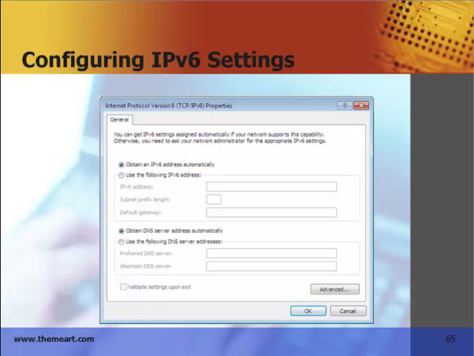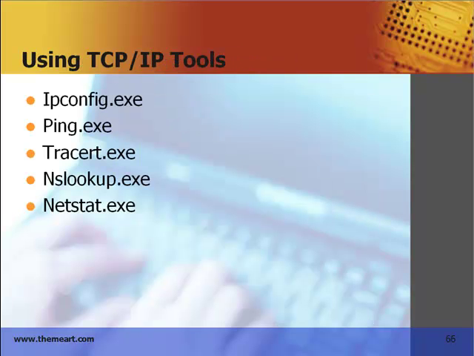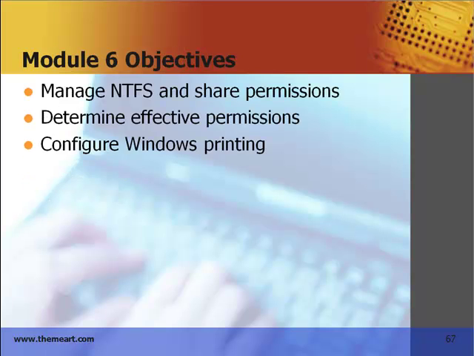Here's a shot of the IPv6 settings. And here we go. Here's some of the tools we could use from the command line to troubleshoot our network. So ipconfig, ping, traceroute, nslookup, netstat. Let me encourage you to just take some time and look at those in the PowerPoint slides from this particular module, from Module 5.